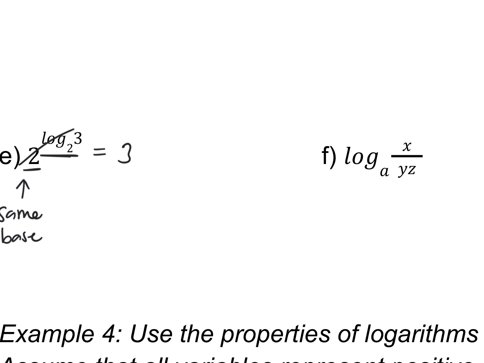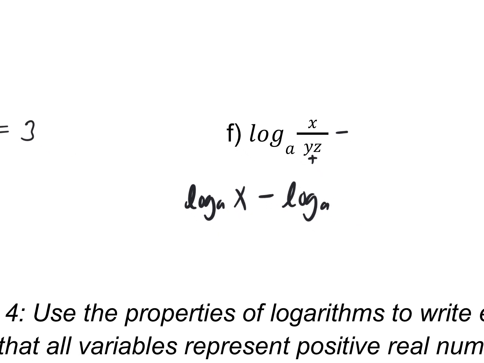Okay, letter F, we've got 4 different variables here. Log base A of x divided by y times z. So for division, I'm going to use what operation? Subtraction. For multiplication down in the bottom, I'm going to use addition, right? So try that out. If I were to write this out, log base A of x minus log base A of y plus log base A of z with parentheses around it because I'm dividing by the entire quantity of y times z. Yes? Good.